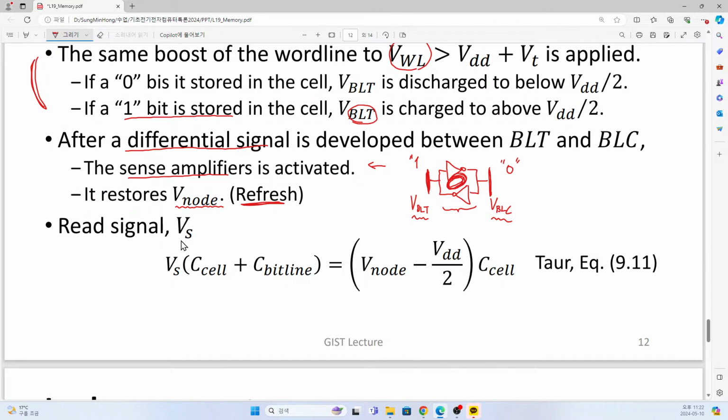Okay, so here we have some discussion about the lead signal. Lead signal here means the difference between our BLT voltage and BLC voltage. It can be simply expressed in this way. Please have a look at the right hand side. Here we have a C cell. C cell is actually the capacitance of our cell.